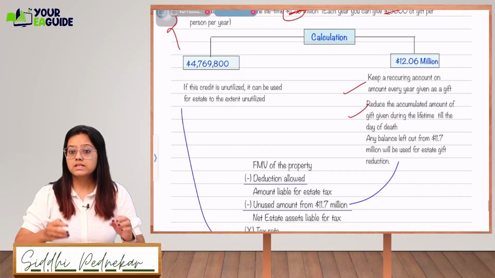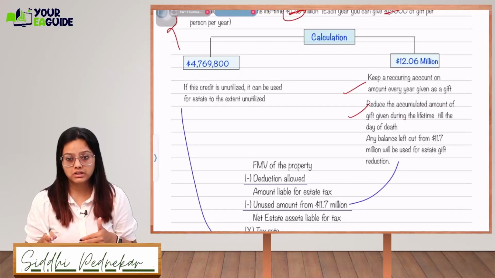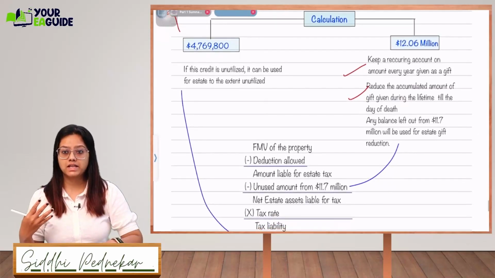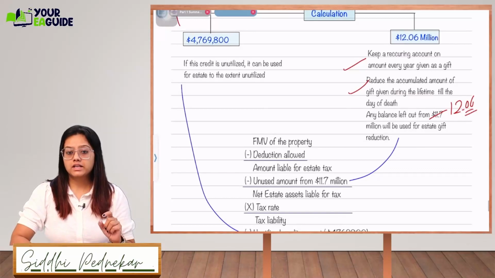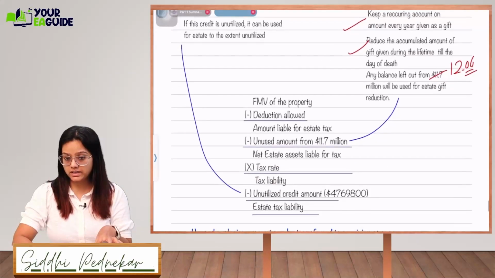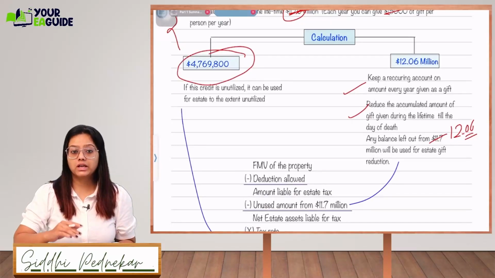Next is reduce the accumulated amount of gift given during the lifetime till the date of death, and after that the balance is left. From this, 12.6 will be considered as an exclusion. Now how are you going to calculate the estate tax? Let's calculate it. And the second reduction which you are going to get is for the credit.